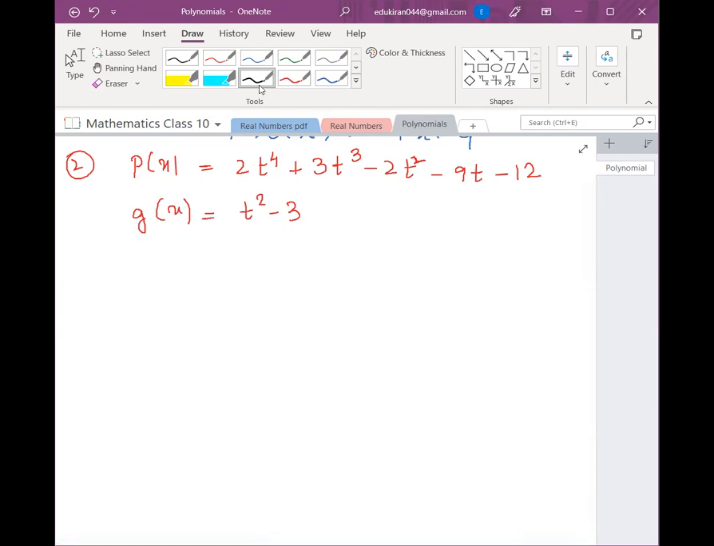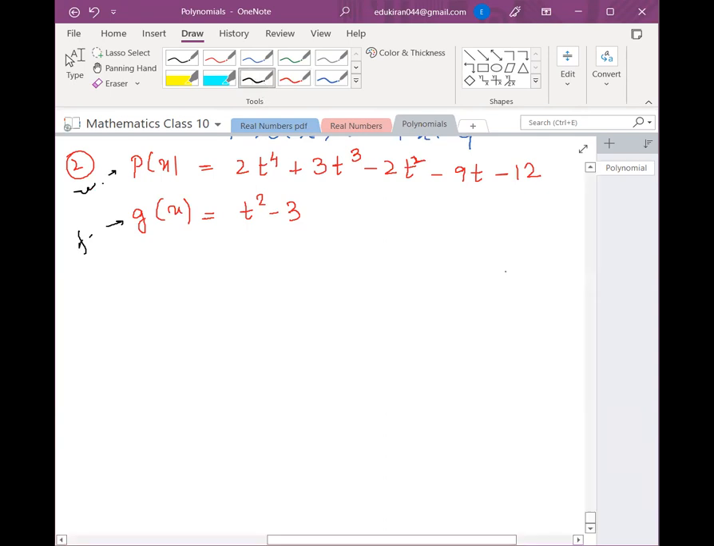Now, the question is saying check whether the first polynomial is a factor of the second polynomial. So this is your first, and this is your second one. So we have to find whether g(x) is a factor of p(x). So how can I find it?